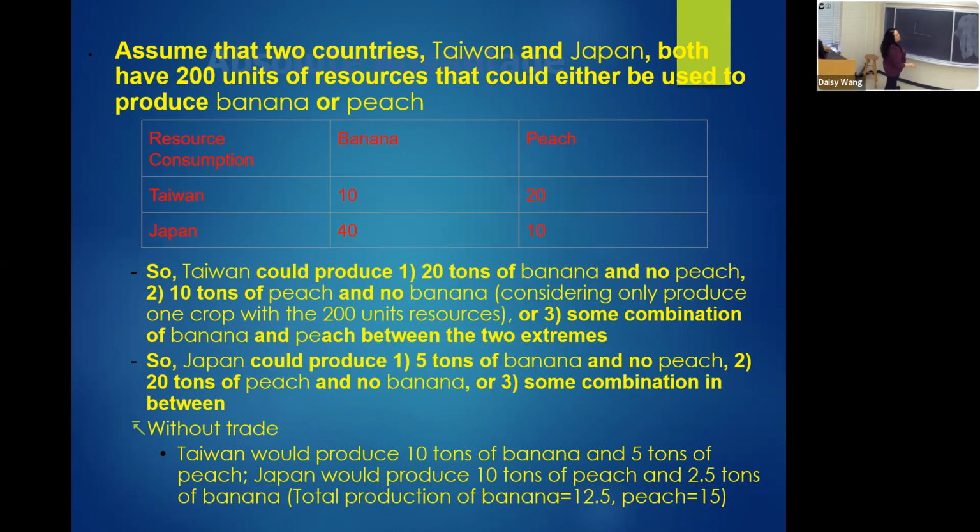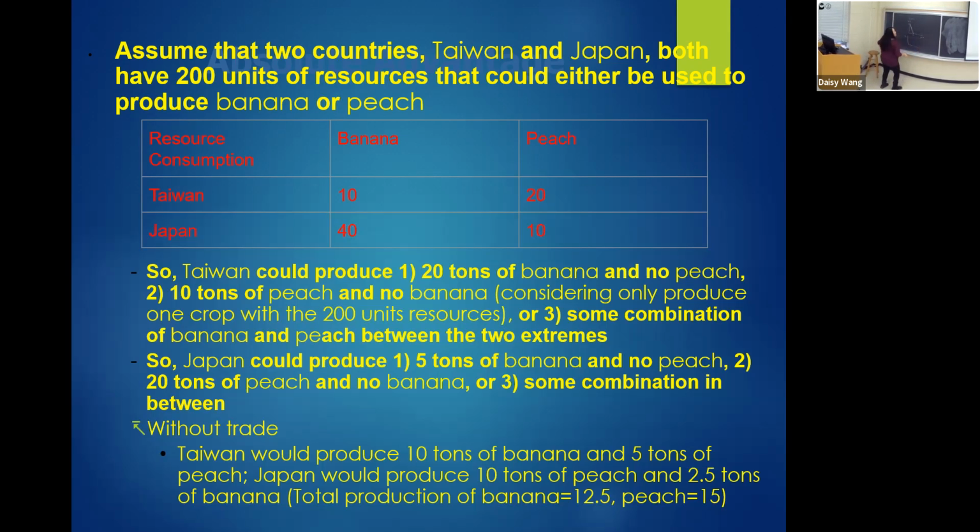So it's just like a linear program, like a linear model. Let me just draw something really simple. So this is Taiwan. This is peach, and this is banana. They can grow either 20 tons of banana, 0 peach, or 10 tons of peach, 0 banana, or anything in between here. Okay. And then Japan is similar.